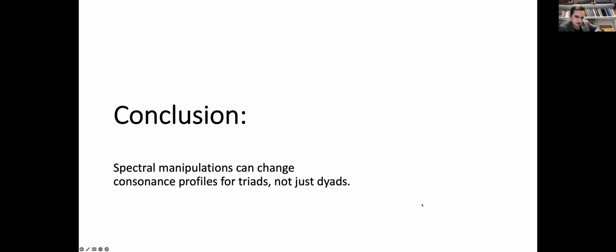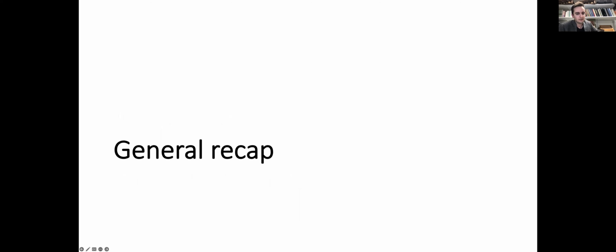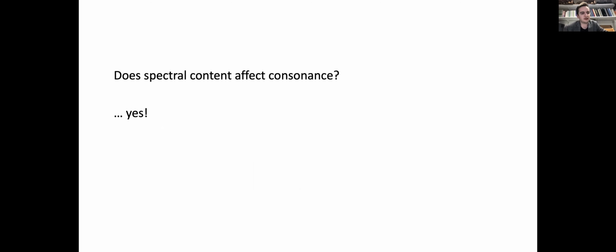So our conclusion from this is that spectral manipulations can indeed change consonance profiles for triads, not just dyads. So it can be relevant for the more complex kinds of chords that we see in real Western music. Right. I'm going to recap what we've covered today. We asked whether spectral content affects consonance, and the answer is very clearly yes.